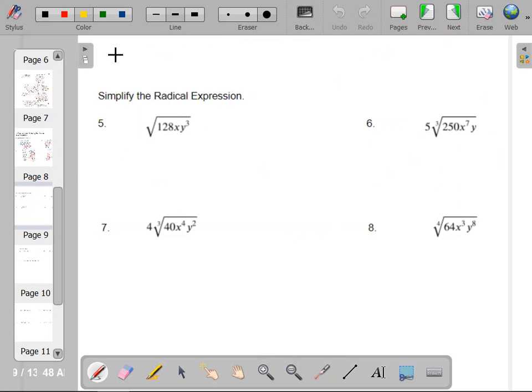Now let's do some radicals. So first one's pretty straightforward. I'm going to just remind you that when I do these, I'm going to factor. So 2 times 64, which is 2 times 32, which is 2 times 16, which is 2 times 8, which is 2 times 4, which is 2 times 2. 2, 4, 8, 16, 32, 64, 128. X, Y, Y, Y. So this is all underneath the radical.